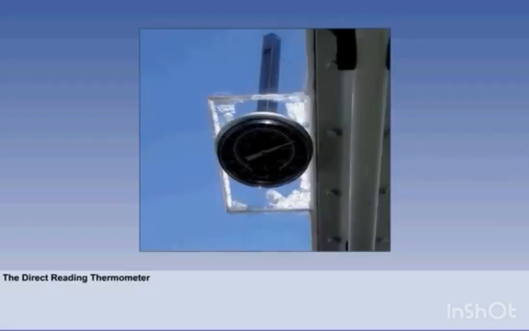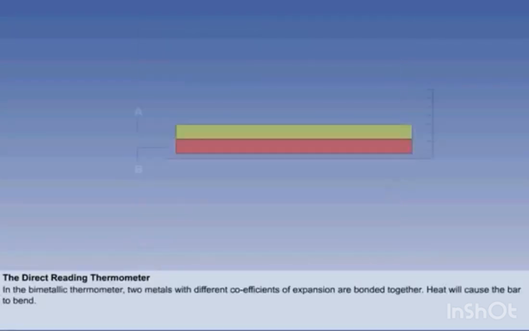Air temperature thermometers can be divided into two basic types: the direct reading thermometer and the remote reading thermometer. We will consider the direct reading thermometer first. One of the simplest is the bimetallic thermometer, and it works on the principle that two metals with different coefficients of expansion will expand at different rates if subjected to heat.